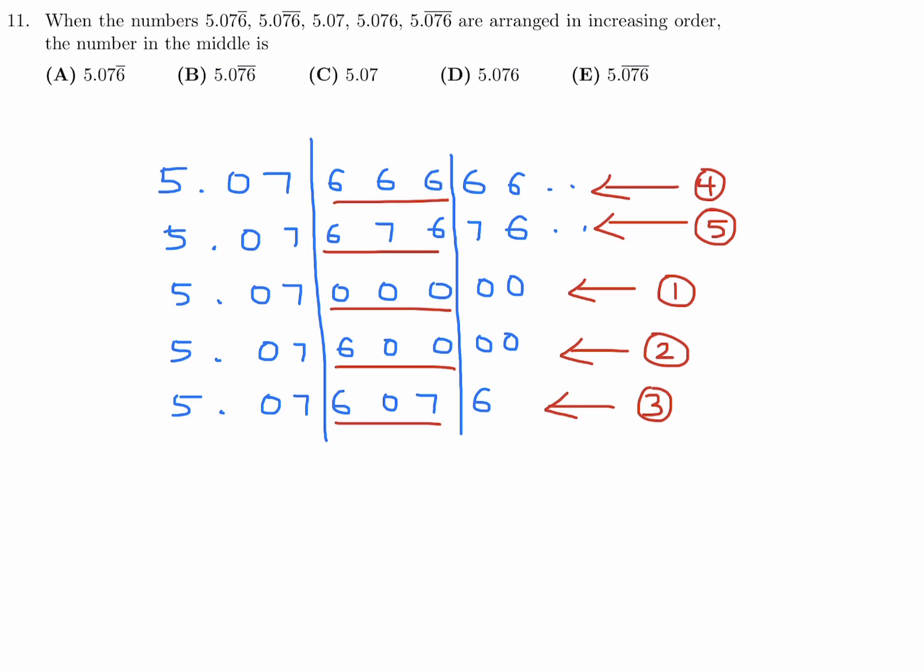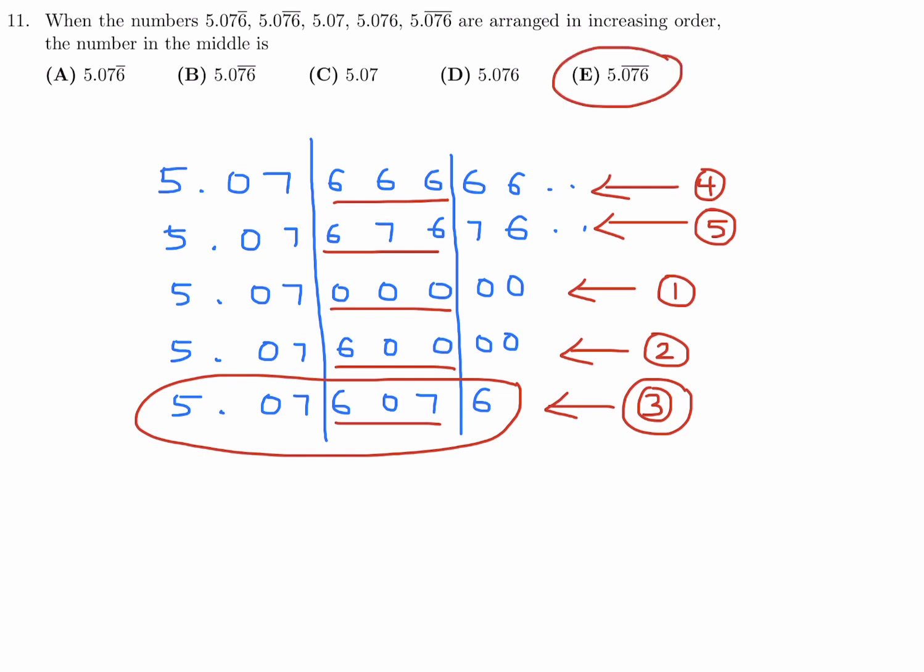So the middle one is obviously this guy, which is this number right here. And which one was that? That was 5.076, where the 076 repeats. So number 11 is E.